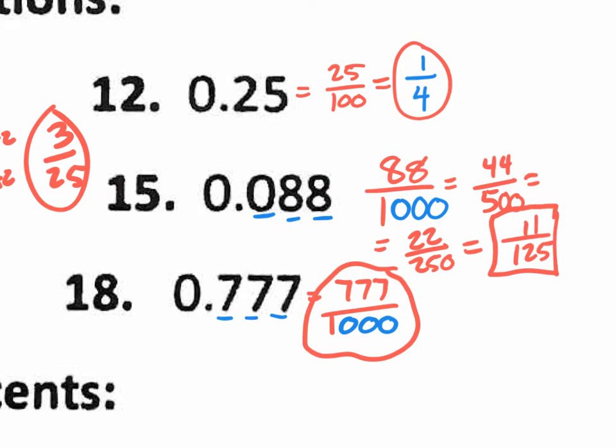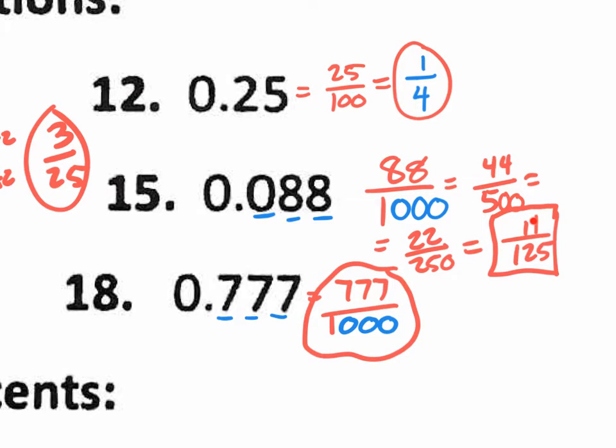You could reduce that. Now notice, even though I know my multiplication tables, I ended up just dividing by 2. I took the 88, divided it in half, I got 44. Took the 1,000, divided it in half, I got 500. And then 44 over 500, I divided it in half again. So that's really 22 over 250. And then I divided it in half again, which gave me 11 over 125.